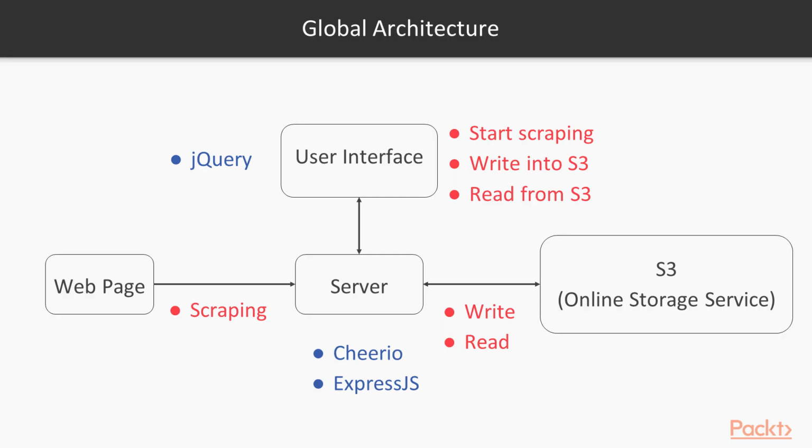Here is the global architecture. The user interface, or the client side page, has three buttons to send the request to the server. The requests are to start scraping, write the result into an S3 file, and read the result from the same S3 file. In this video, I scrape the same web page as the previous section. The web page is amazon.com and the keyword is bulb. The server scrapes the web page, then writes and reads the result into an S3 file, in our case, the JSON file.